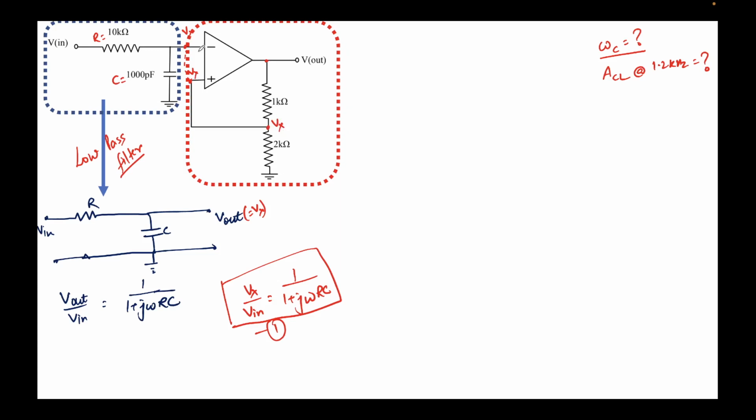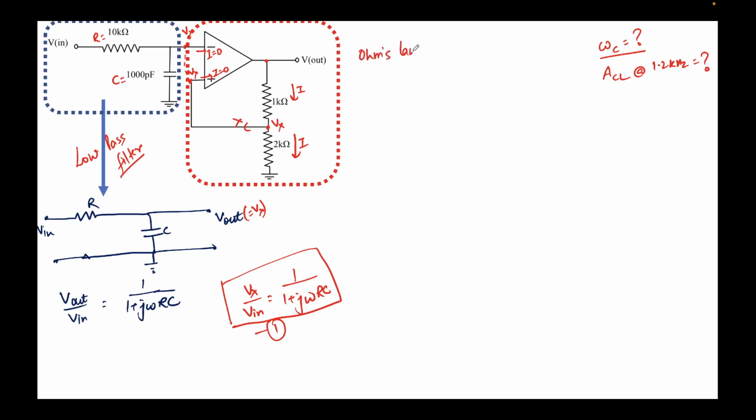Note that the current flowing here would be 0 because this is an ideal op-amp. Similarly, the current flowing here would be 0, and let's assume a current I is flowing through this path. Since no current can go here, all the current I has to flow here, right? So let's try to find the value of Vx or I.